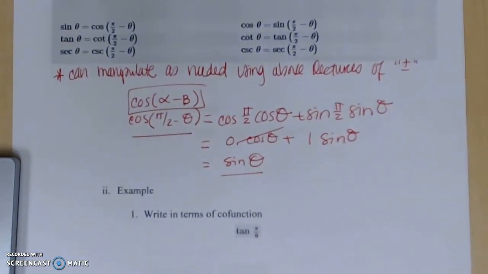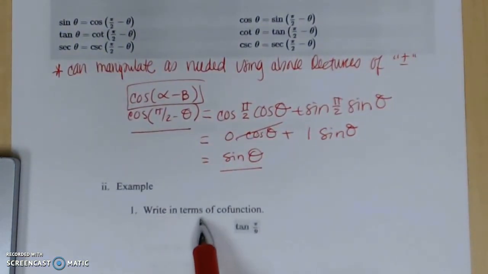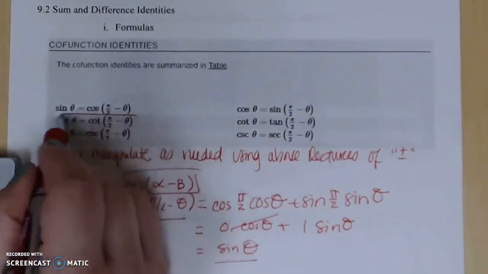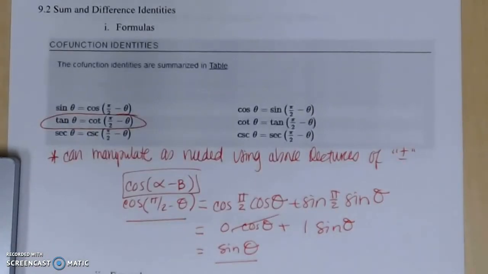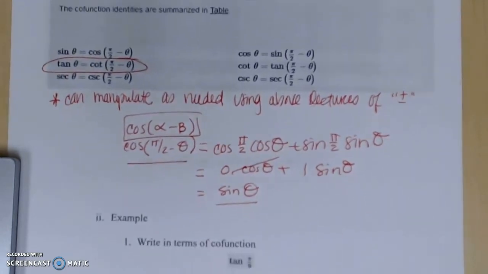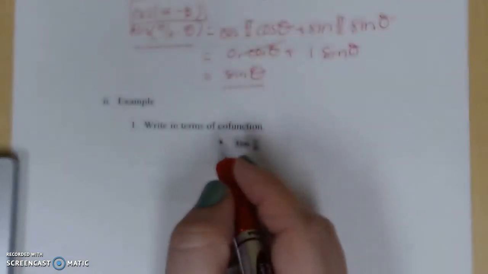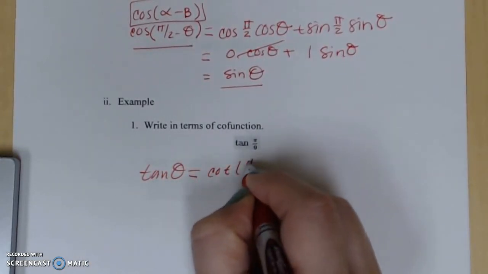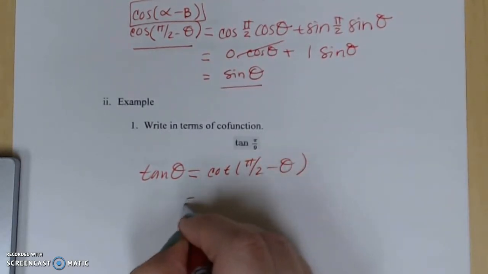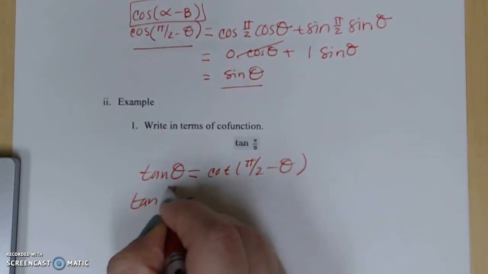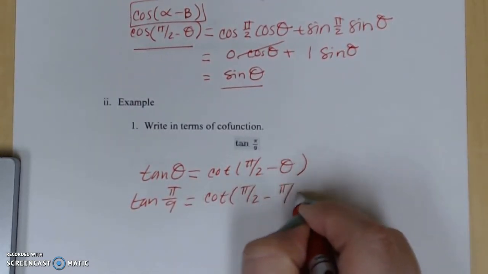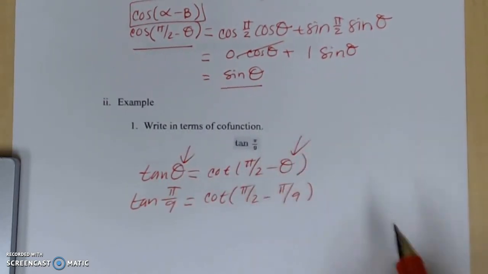Now let's jump down here into an example and see what it says. It says write in terms of its cofunction. So I want to turn tangent of pi over 9 into its cofunction. So I'm going to use this identity up here: tangent of theta is equal to cotangent of pi over 2 minus theta. And so I'm going to work through this. If I'm looking at tangent of pi over 9, that would be cotangent of pi over 2 minus pi over 9, just replacing these thetas with the same value.